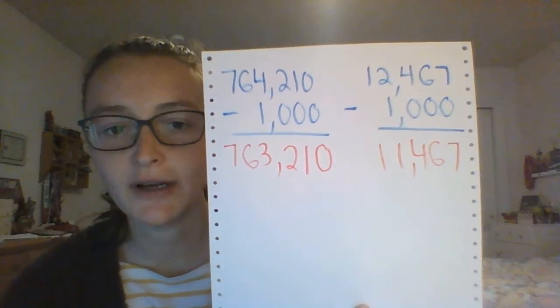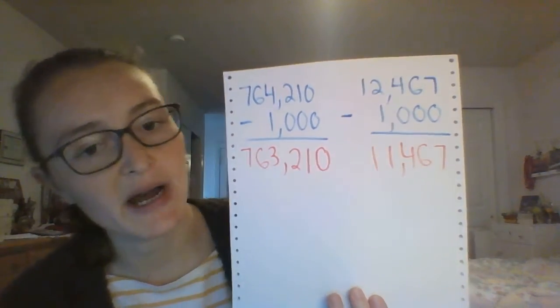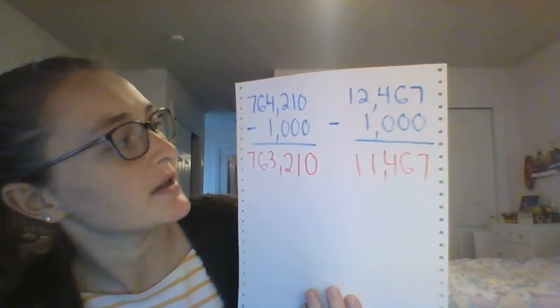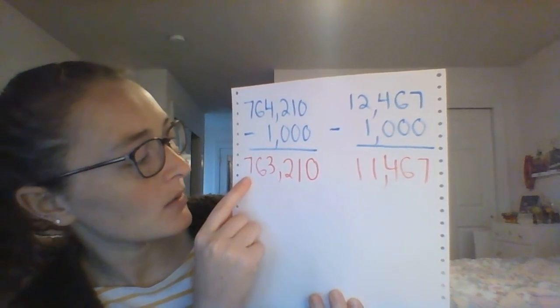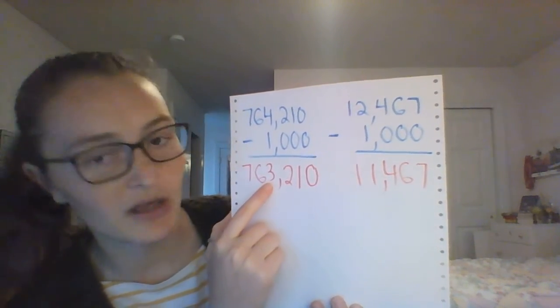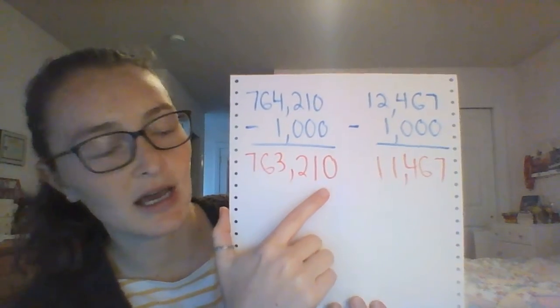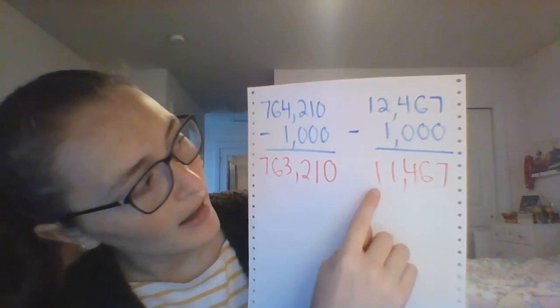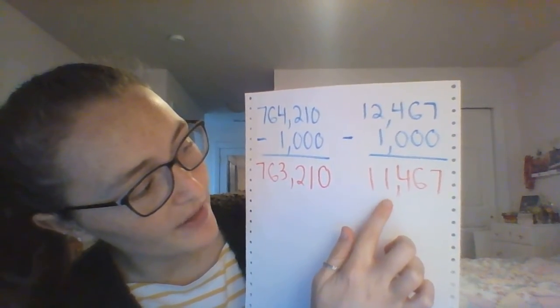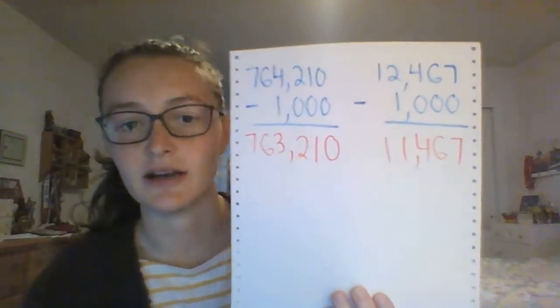Again, this was pretty straightforward. We didn't have to borrow anything. So our difference with the largest number was 763,210. And our difference on the right was 11,467.